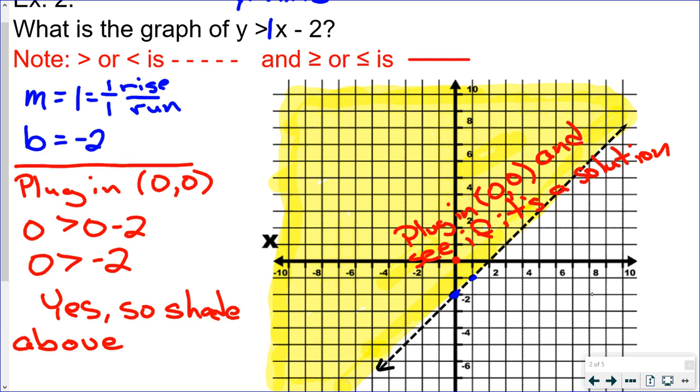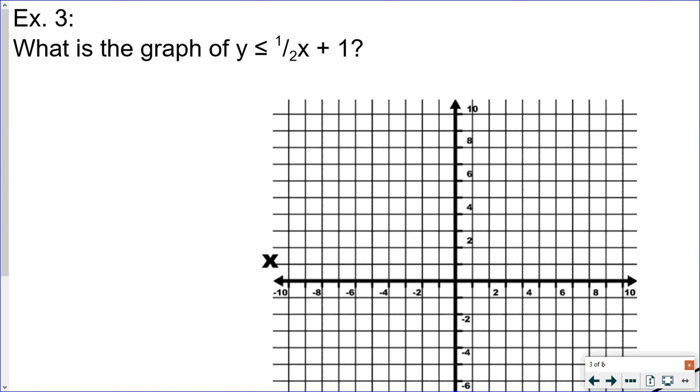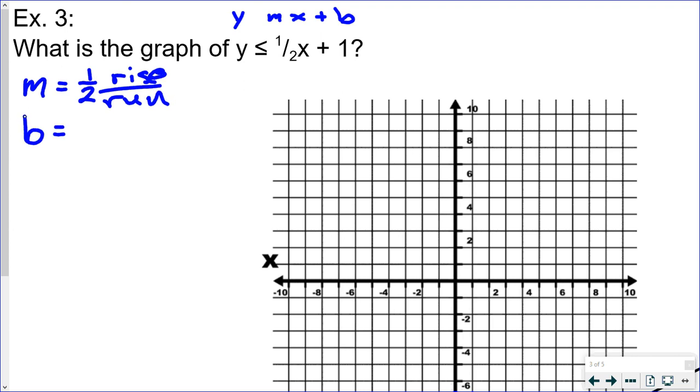All right. So let's look at some more examples here. What is the graph of y less than or equal to 1/2 x plus 1? So first of all, since this is equal to, I know it's going to be a solid line. And again, this is in slope-intercept form, mx plus b. So the slope is 1/2, and again, that's rise over run. And the y-intercept is 1.